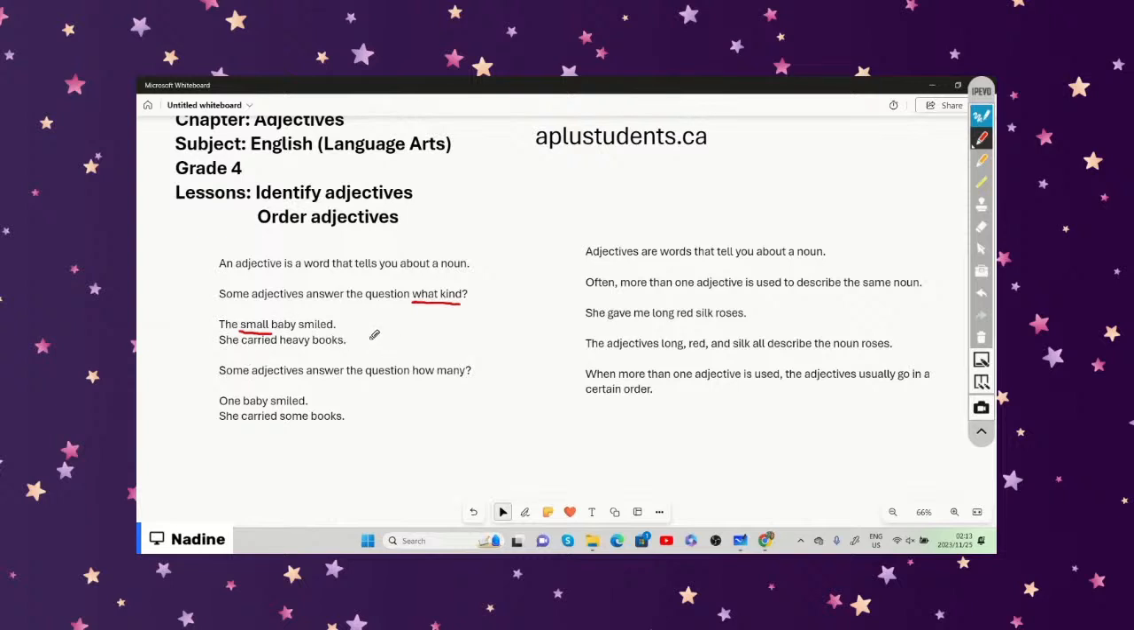She carried heavy books. If we were to identify the adjective within the sentence, what kind of books did she carry? She carried heavy books. She carried comedy books. She carried fictional books. She carried horror books. These are all things that tell us what kind of books. It tells us about the noun. It describes the noun. It tells us what type of books the person is carrying.